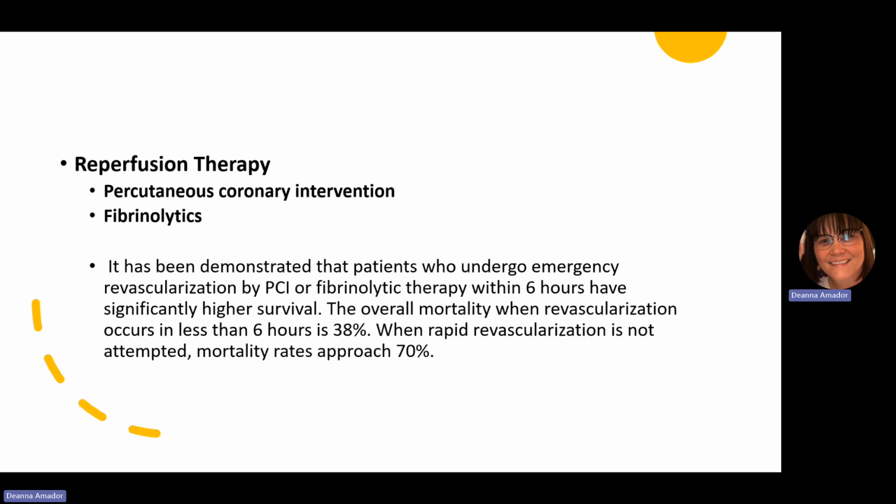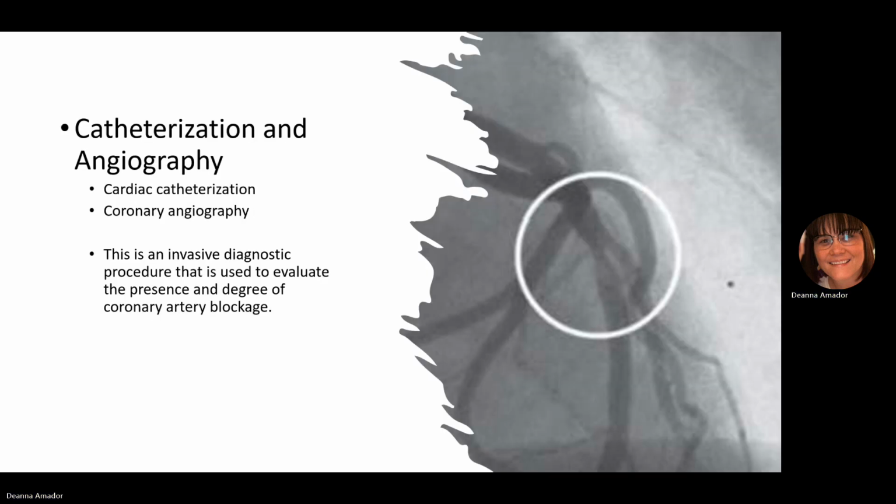They do like to go through the radial artery if at all possible. There's less complications going radially, but sometimes they need to go femorally to get that done. And then fibrinolytics, I already talked to you about. That's your clot buster. If you're at a feeder hospital and they don't have cath lab capabilities, then they will do fibrinolytics and then send them somewhere.